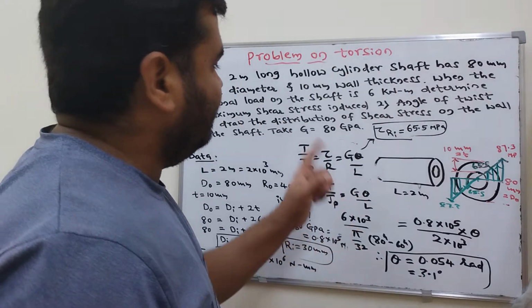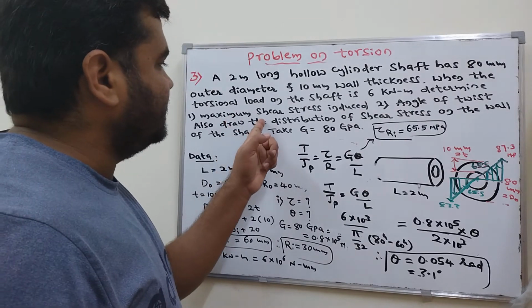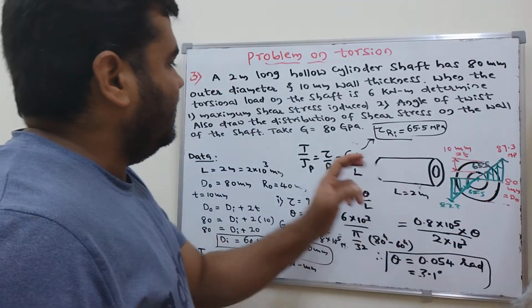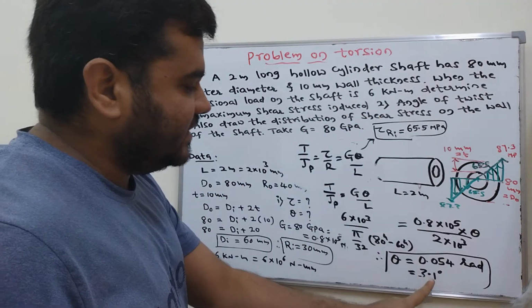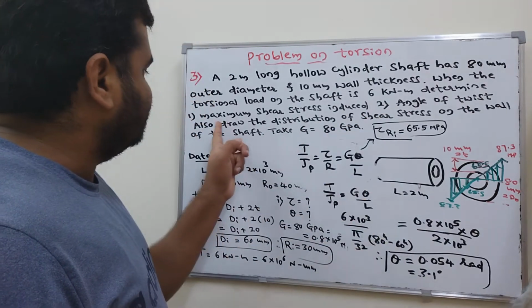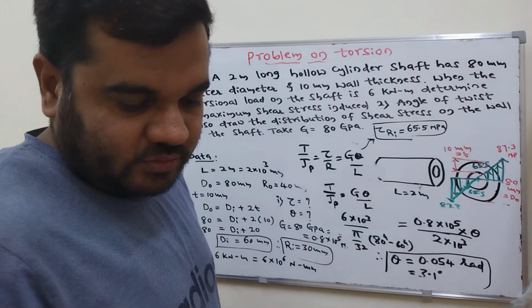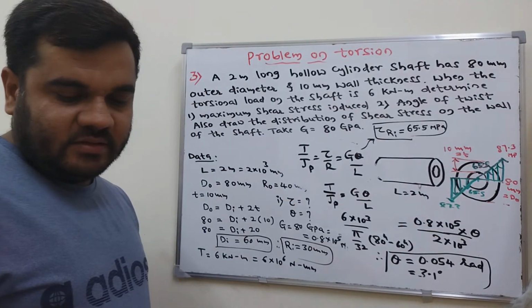Okay, so we found the maximum shear stress induced outside of the wall and inside of the wall. Next, the second one, angle of twist, is 3.1 degree, and the stress distribution we also drew here. Okay, so this is the solution for this problem.